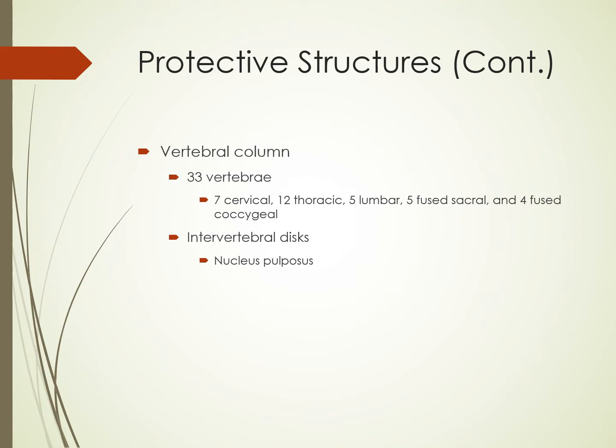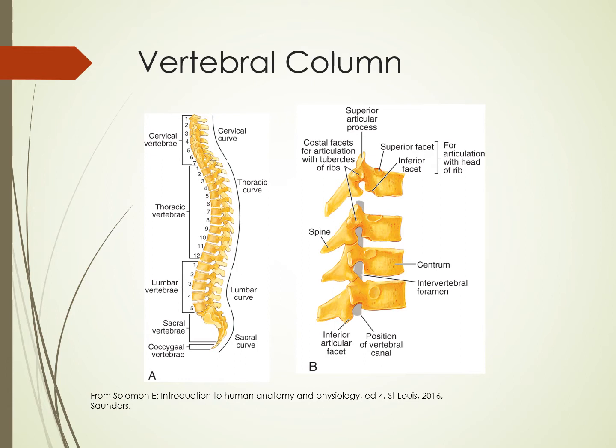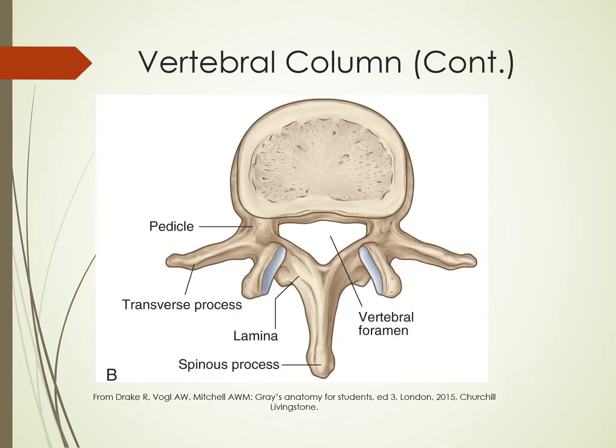The vertebral column consists of 33 vertebrae: 7 cervical, 12 thoracic, 5 lumbar, 5 fused sacral, and 4 fused coccygeal. Intervertebral discs have a nucleus pulposus. And those are the things when patients have herniated discs, when those are actually out of place and they can cause a great deal of pain and numbness because it's interfering with nerves. And here's a good illustration of the vertebral column. And this is what it looks like looking down on it.